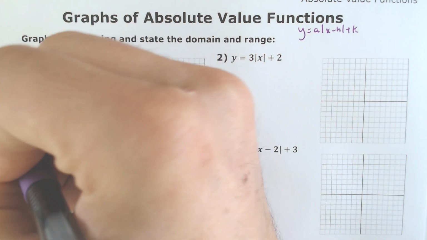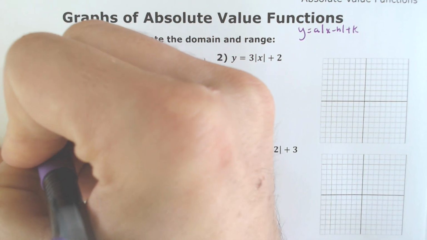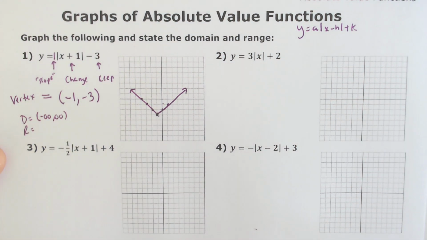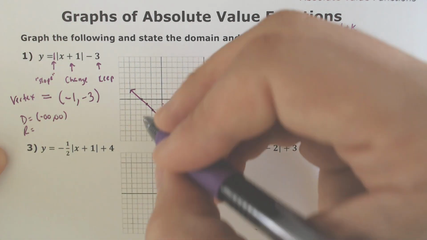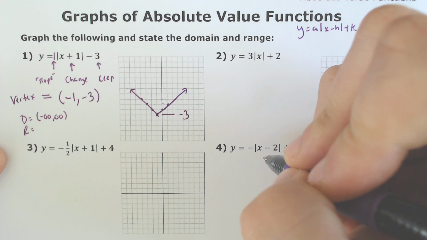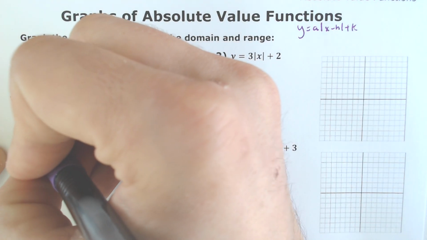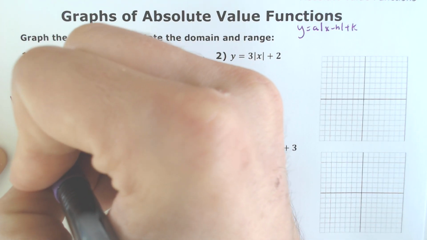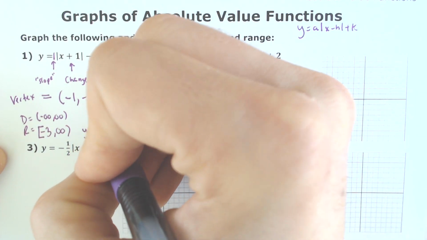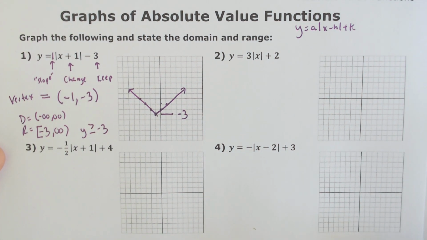The domain for each and every one of these is going to be going to the left and to the right forever. So it's going to be all real numbers, or from negative infinity to positive infinity. The range is going up from the y value of this vertex, which is at negative 3. So the range is including negative 3 and going up to infinity. You could also say y is greater than or equal to negative 3. Both of those are effective.